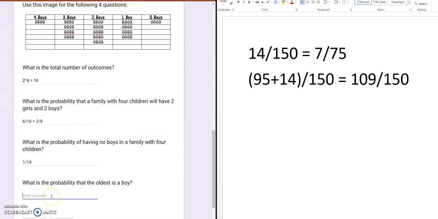And then you have the question, what's the probability that the oldest is a boy? Well, you can go up here and count every time the B comes first. Or you can just think, well, the oldest child is the first child, and what's the probability that you have a boy for your first child? Well, that's 50%, or 1 out of 2 possibilities.